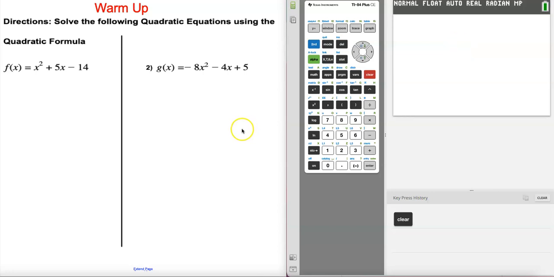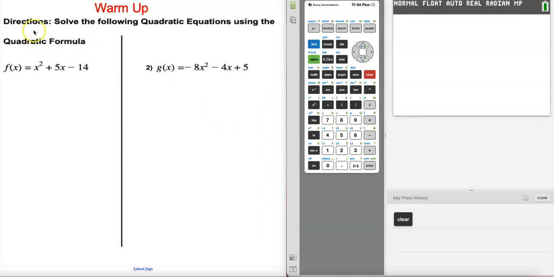Okay, so here we are with the first lesson of Unit 3. In Unit 3, we're going to be dealing with square root equations, which we saw previously. Today we're going to start with a little warm-up, but first we're going to start with some stuff that we've already gone through.